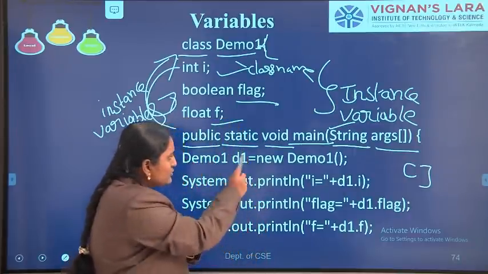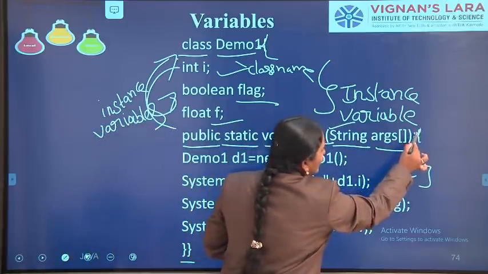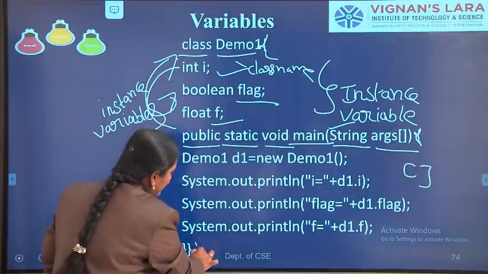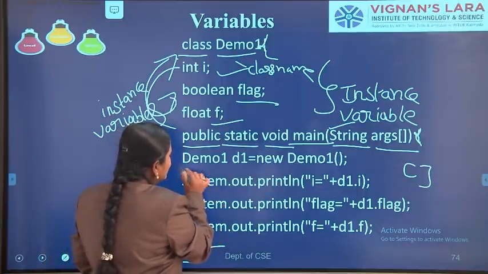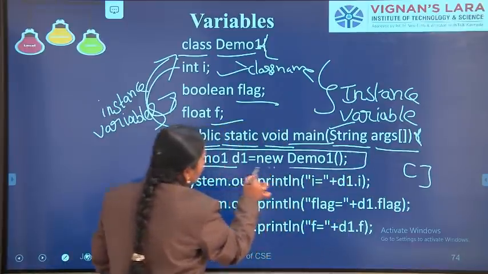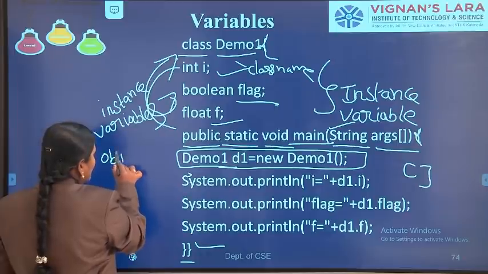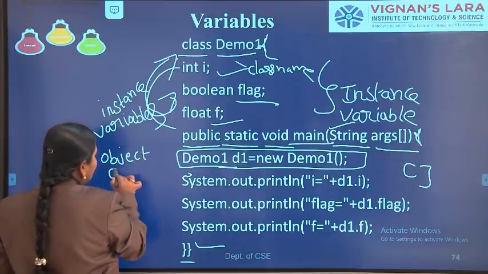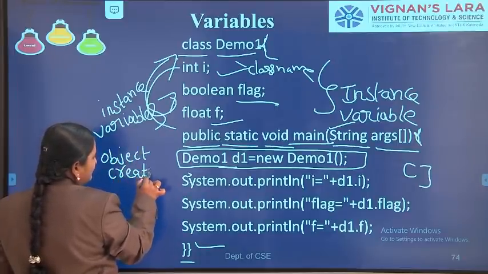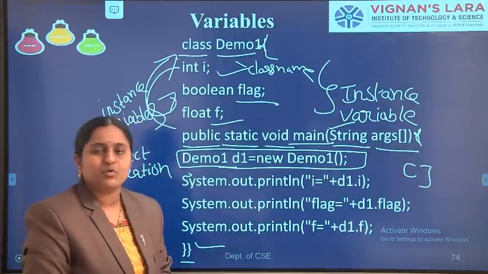In the main method we open the curly brace and later close the curly brace. So what is this statement? Demo1 d1 equal to new demo1. What does this statement represent? It is object creation. Why do we create an object in this program?